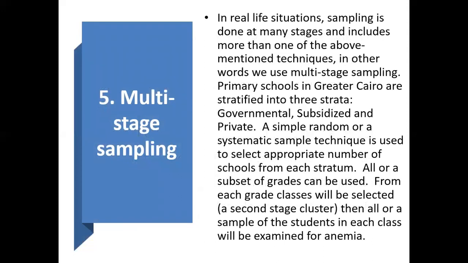Number 5, multi-stage sampling. In real-life situations, sampling is done at many stages and includes more than one of the above-mentioned techniques. In other words, we use multi-stage sampling. Primary schools in Greater Cairo are stratified into 3 strata: Number 1, governmental. Number 2, subsidized and private. A simple random sample or systematic sample technique is used to select an appropriate number of schools from each stratum.